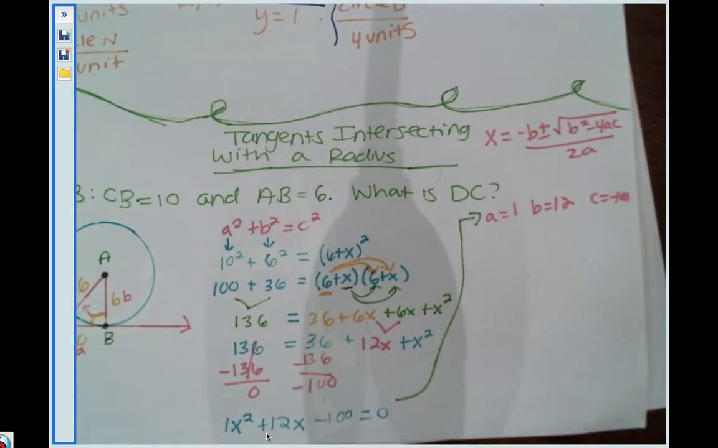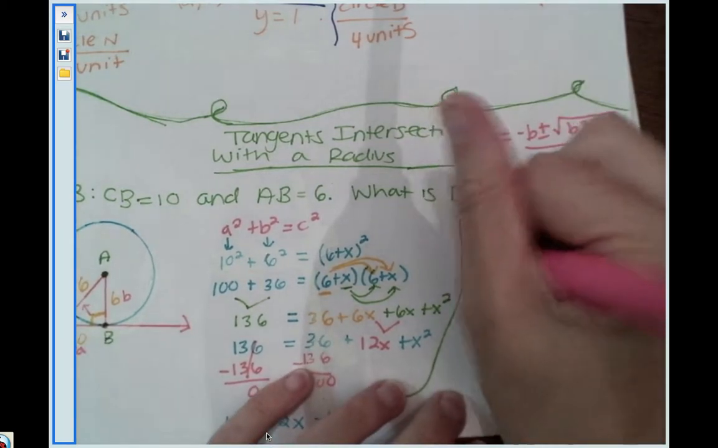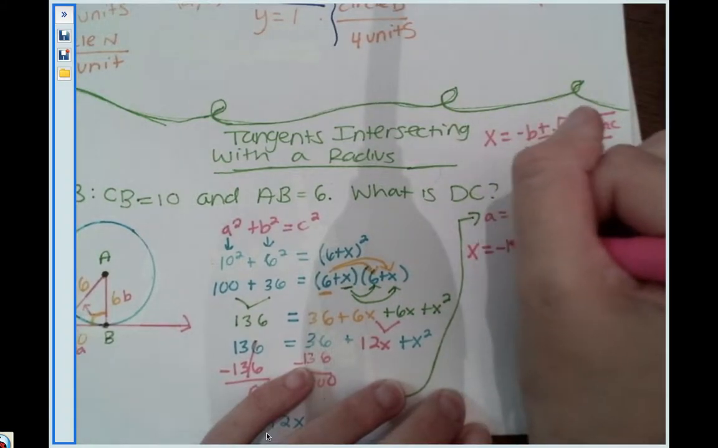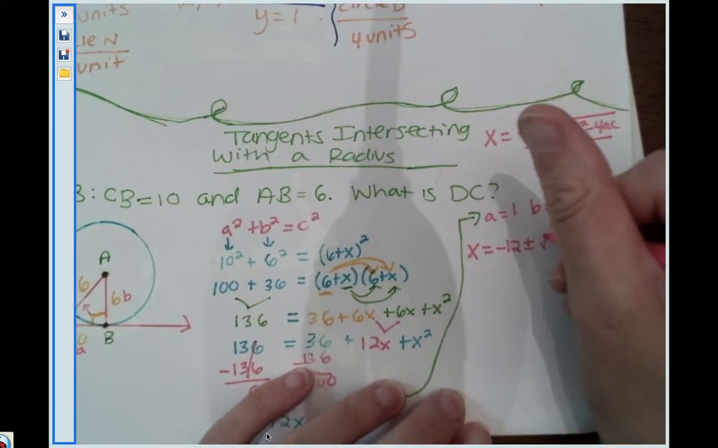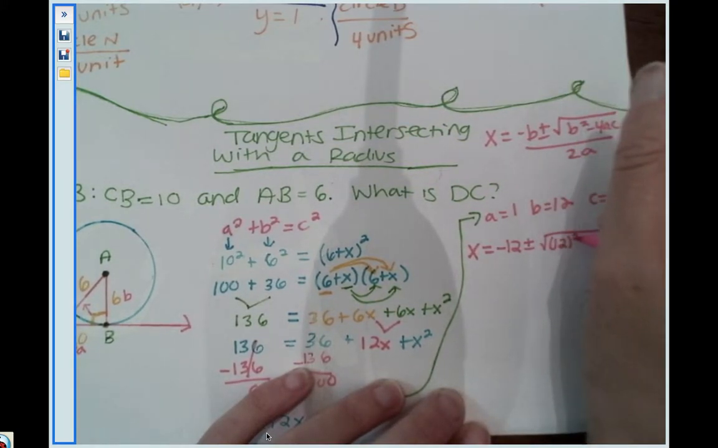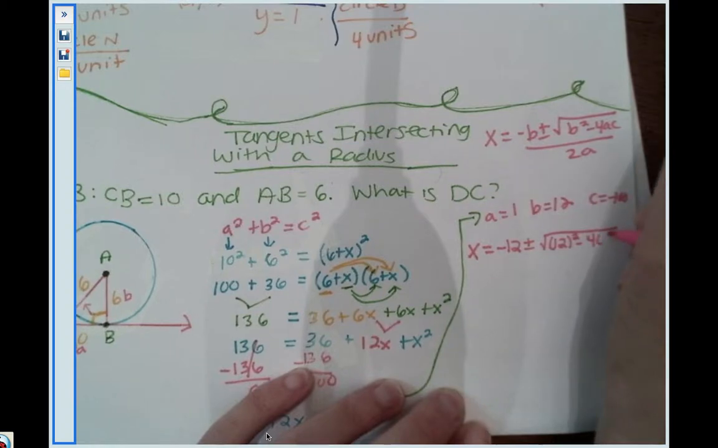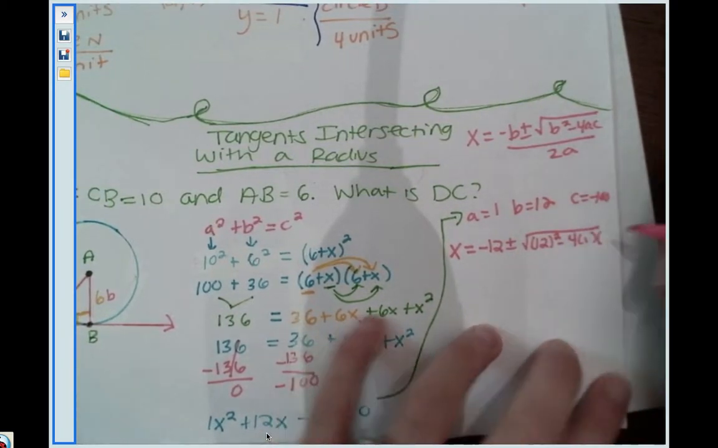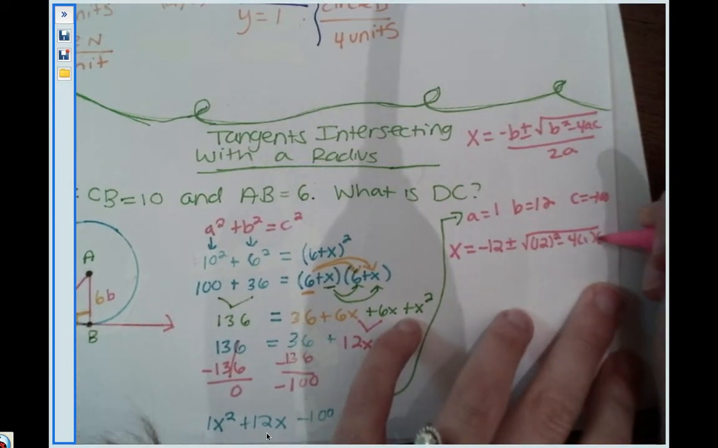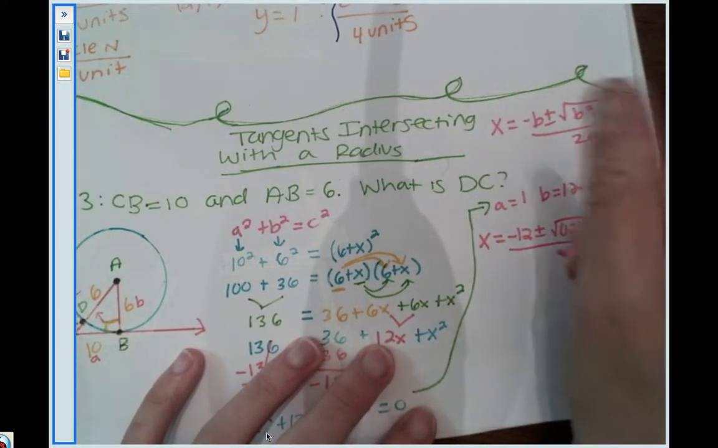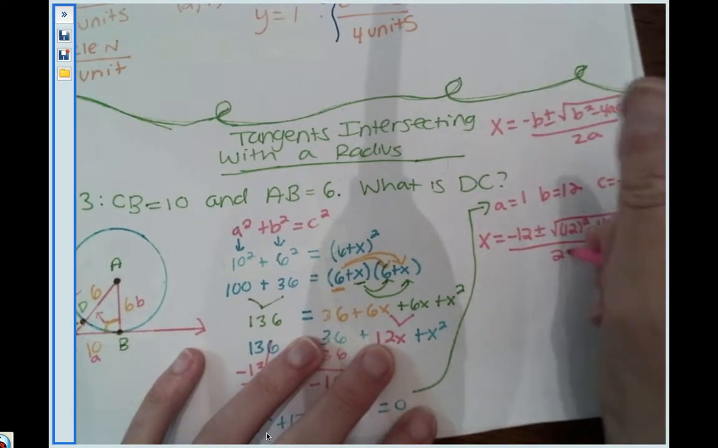Alright, let's do this thing. So, x equals the opposite of b, so the opposite of positive 12 is negative 12, plus or minus the square root of b squared, so 12 squared, minus 4 times my A, which is 1, times my C, which is negative 100. I didn't leave much space, so I apologize. So that's a 100. Sorry, guys. All over 2 times A, which is 1.